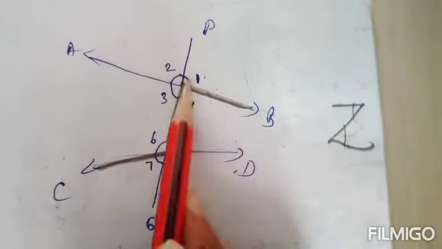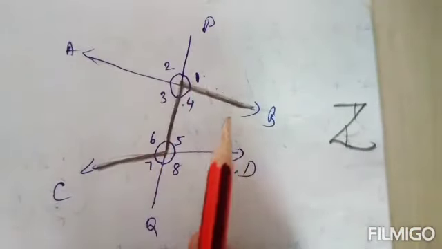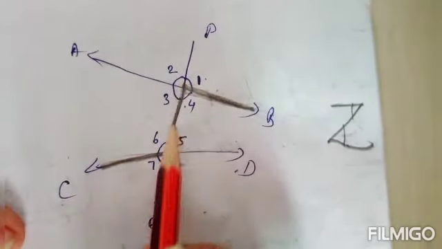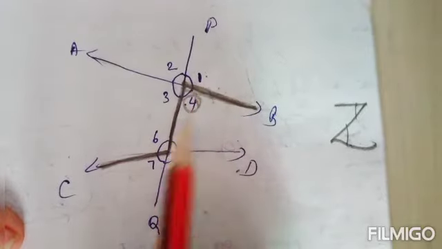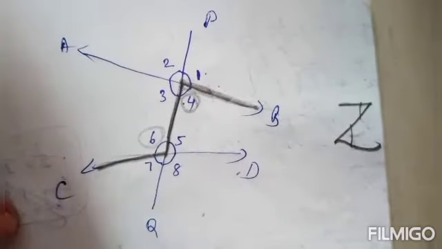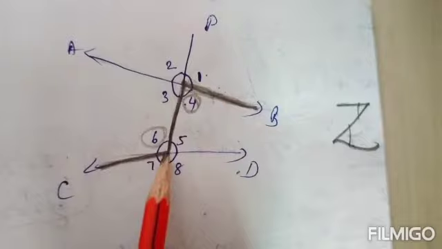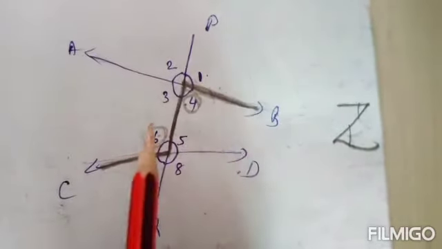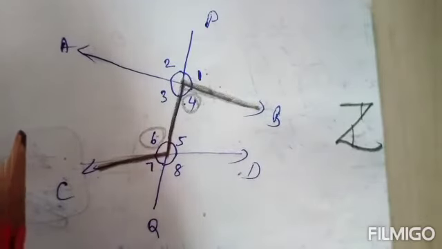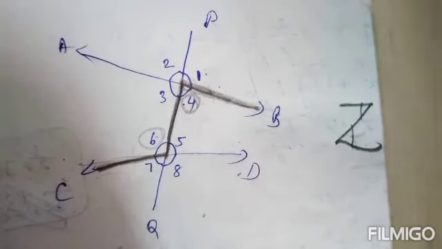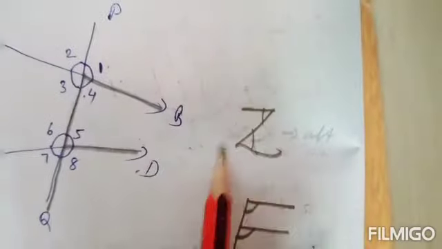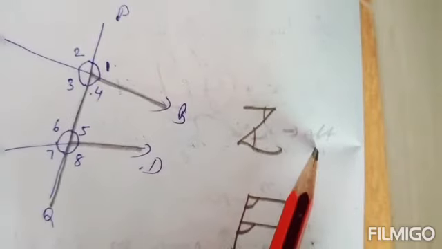Here you can see another pair of angles formed by a Z shape. You can see angle 4 and angle 6. They are also formed by a type of Z. So they are also called interior alternate angles or simply alternate angles.